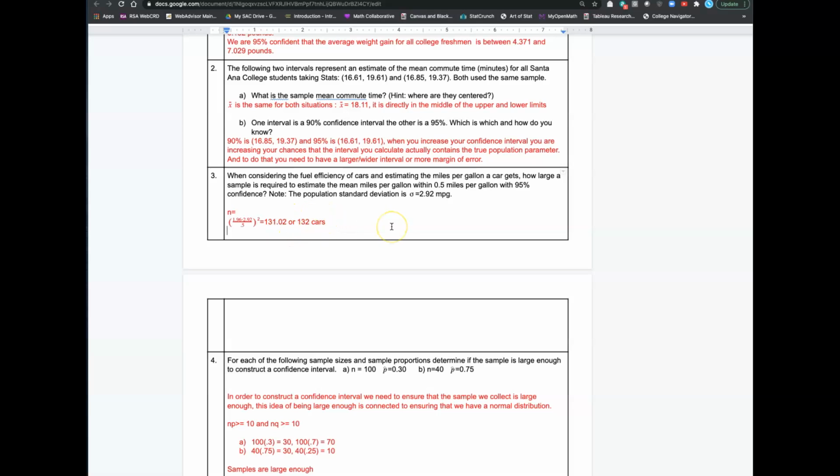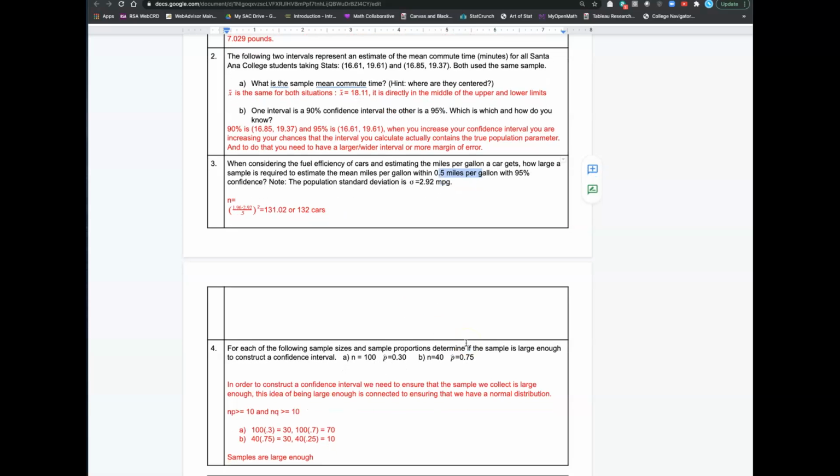If I need 131.02 cars to get to this margin of error with this level of confidence, I can't say 131, right? I'm not going to round down because then it's not enough. I don't have enough. So you round up. So 132 ensures that you're going to have enough to meet these requirements that you've set out for yourself.